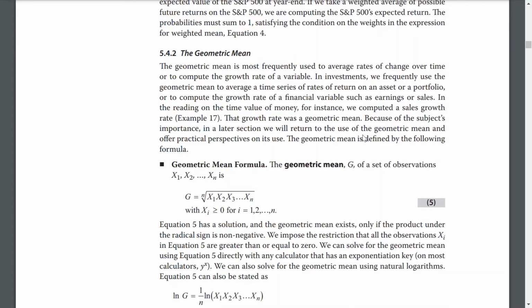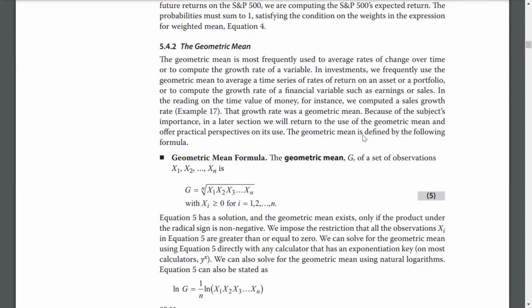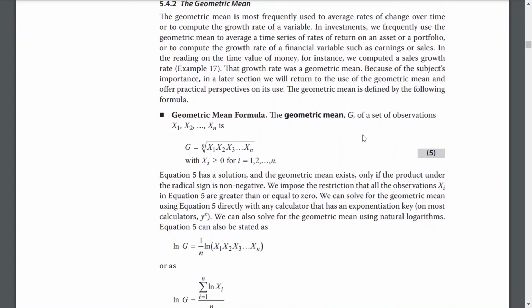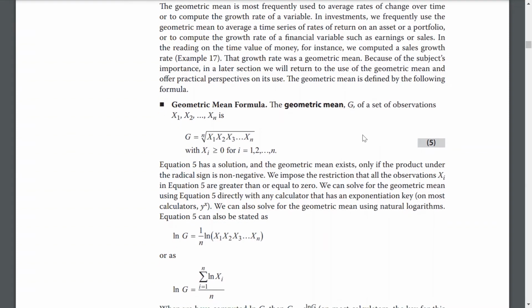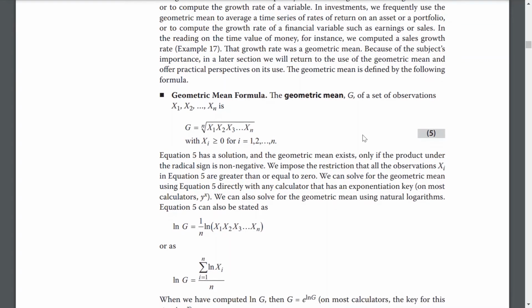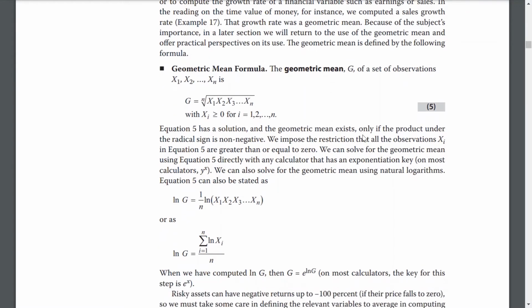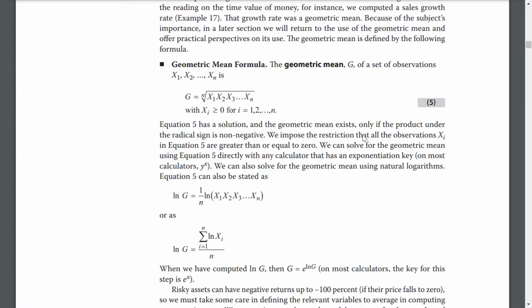In this reading, on the time value of money, for instance, we computed a sales growth rate. Example 17, the growth rate was a geometric mean. Because of the subject's importance, in later sections we will return to the geometric mean and offer a proportional perspective on its use. The geometric mean is defined by the following formula. The geometric mean G is the nth root of the product of the observations x1, x2 to xn. Equation 5 has a solution for the geometric mean to exist.